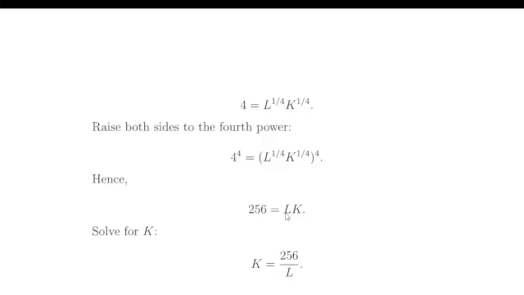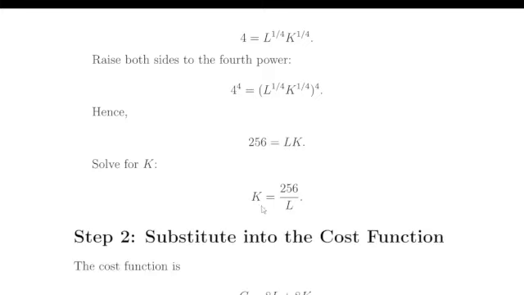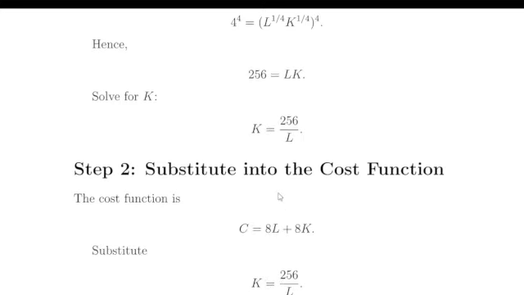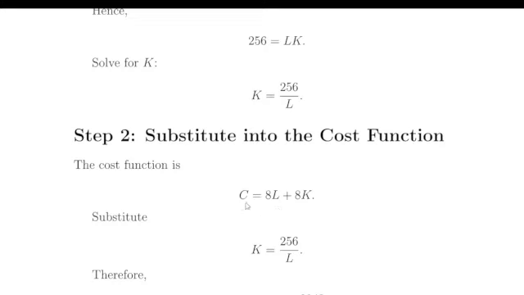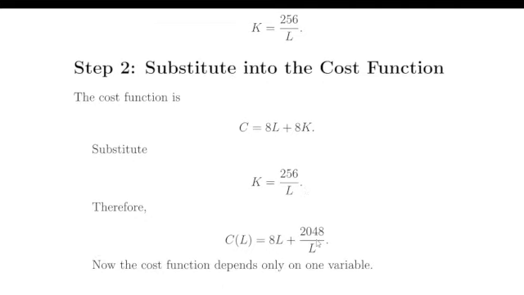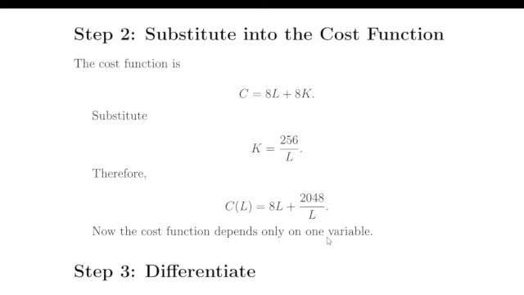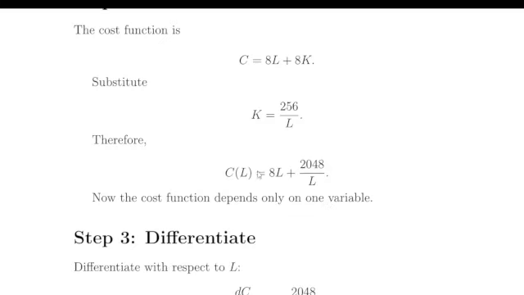And now I'm going to solve for K. So K here will be 256 over L. We're going to take this now and substitute it into the cost function. So remember, cost function is 8L plus 8K. K is 256 over L. Plug it in. 8 times 256 is 2048. And so we want to minimize this.